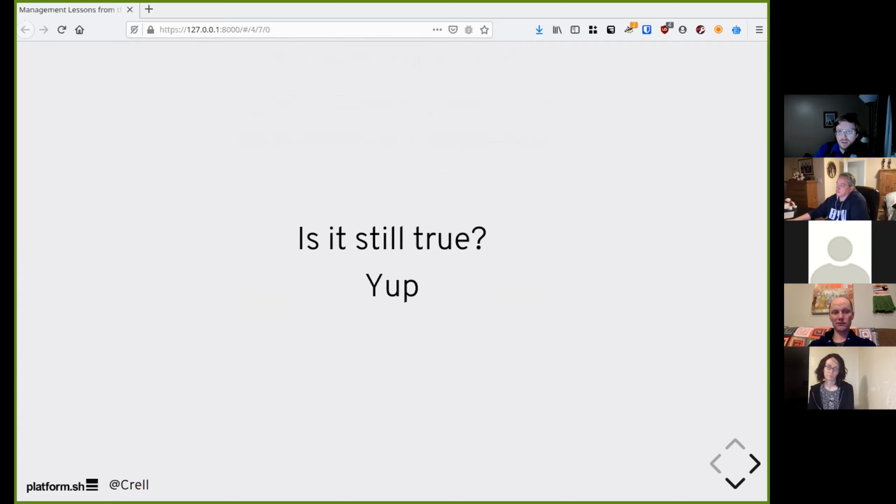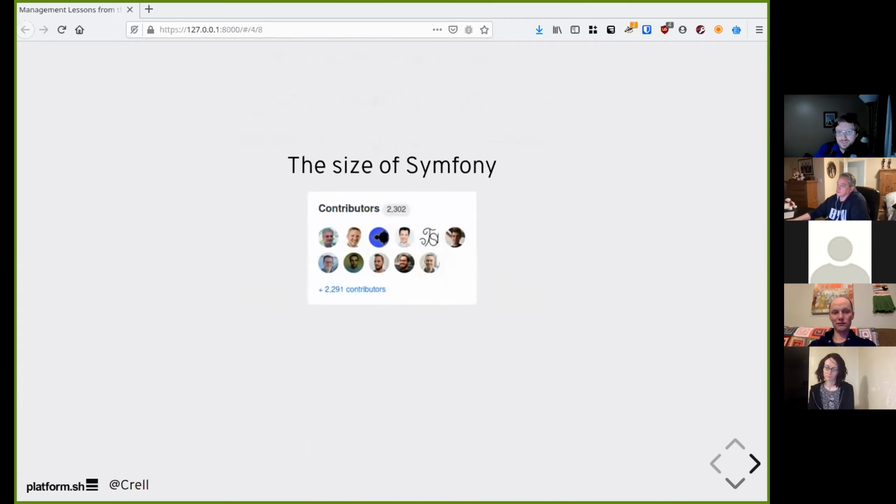Any Symfony devs around? 2,300 contributors to Symfony. And how many lines of code does Symfony have? Anyone want to guess? When is it going to stop? Over 500,000 lines of code. This is a very large project. And that's not even counting dependencies. That's just its own src directory.